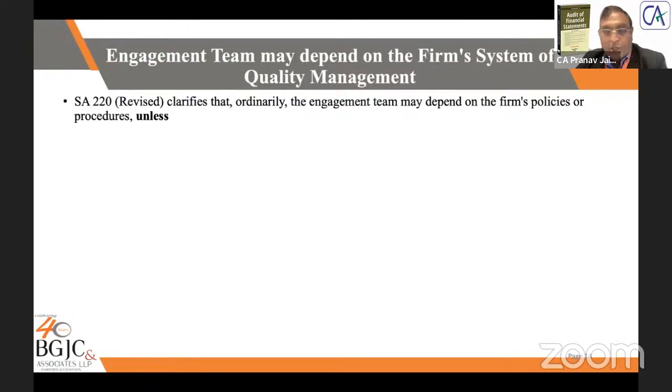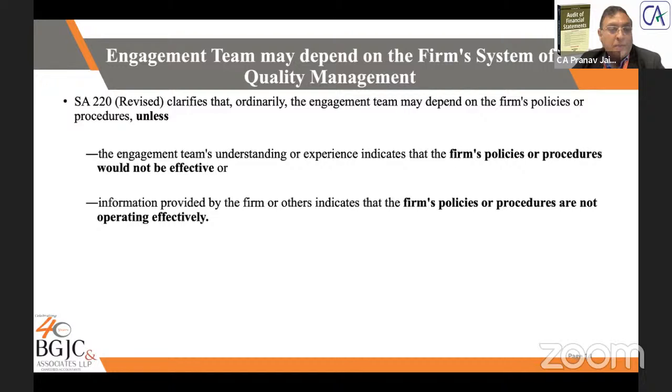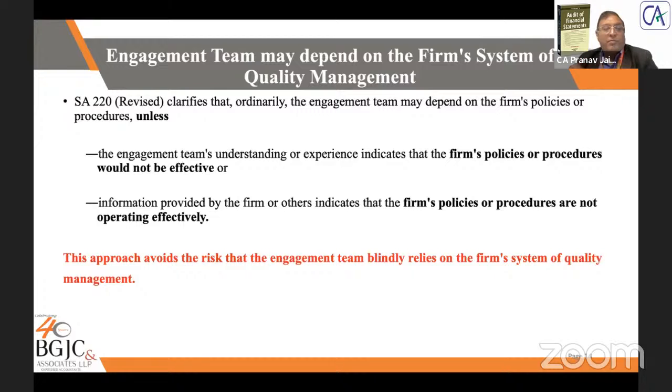This is a very important requirement that has come up in this new standard. SA 220 revised clarifies that ordinarily the engagement team may depend on the firm's policies or procedures, unless the engagement team's understanding or experience indicates that the firm's policies or procedures would not be effective, or information provided by the firm or others indicates that they are not operating effectively. Now, why this approach? It avoids the risk that the engagement team blindly relies on the firm's system of quality management.